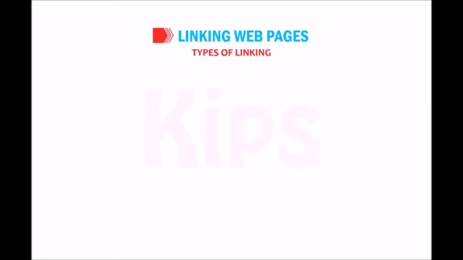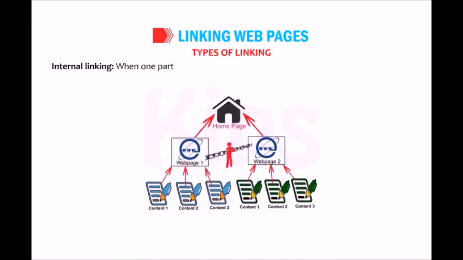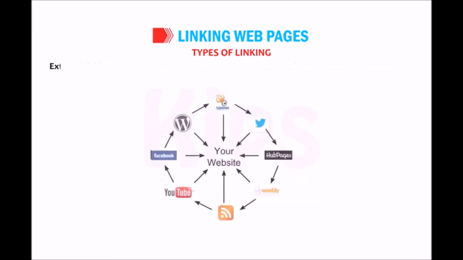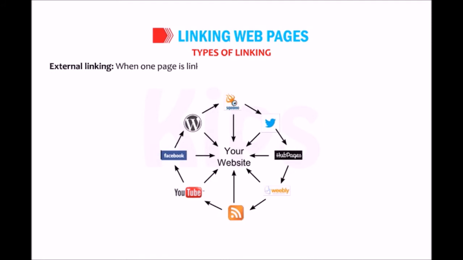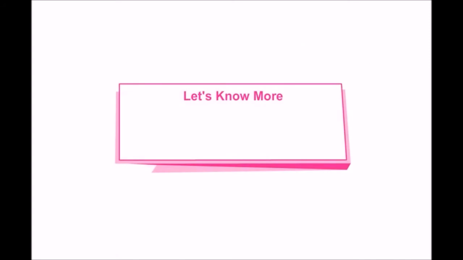Types of linking: internal linking, external linking. Internal linking: when one part of a web page is linked to another section on the same page, it is called internal linking. External linking: when one page is linked to another web page or website, it is called external linking. Okay, let's know more.